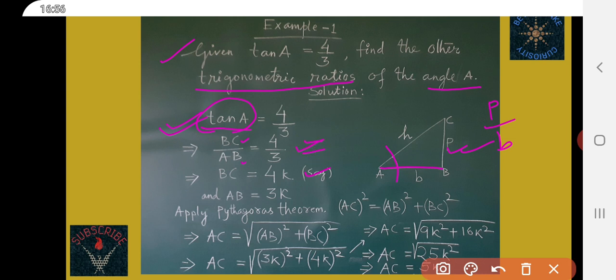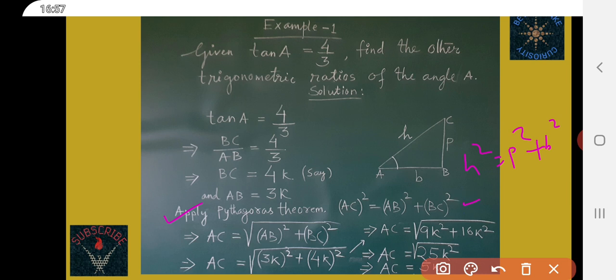Why have I written 3K and 4K? Now 4K by 3K, if you write, then K and K cancel, again it is 4 by 3. That's why you take BC equal to 4K and AB equal to 3K. Then you apply the Pythagoras theorem. You know the Pythagoras theorem: hypotenuse square is equal to P square plus B square. So here AC square is equal to AB square plus BC square.